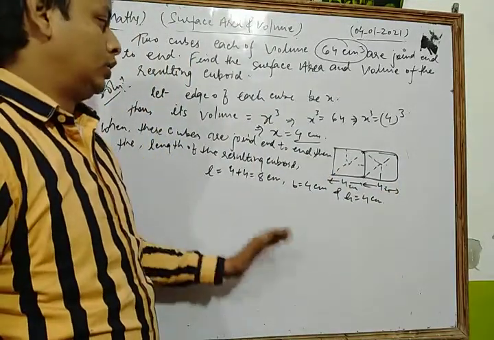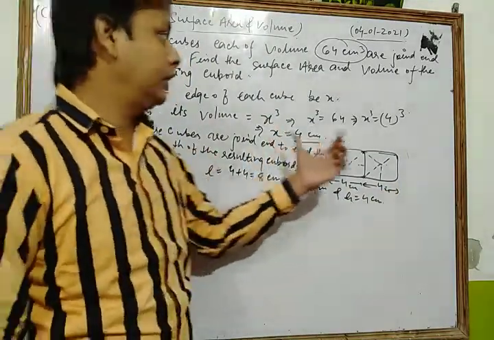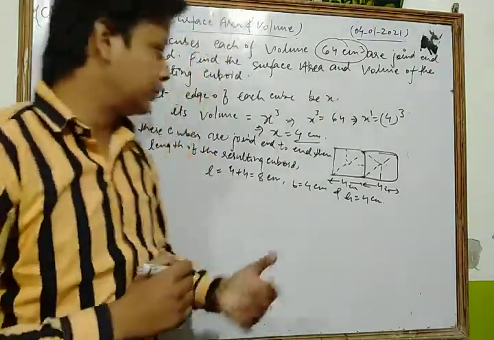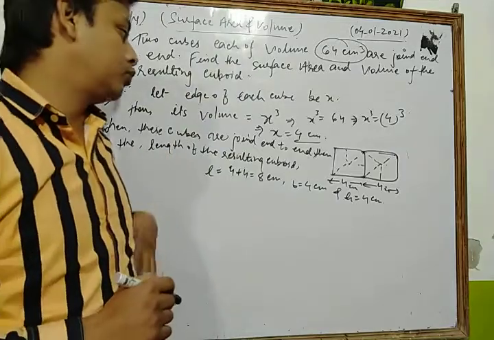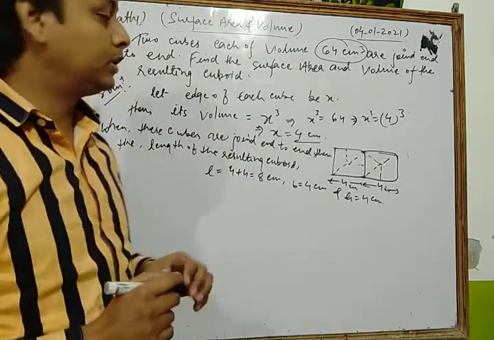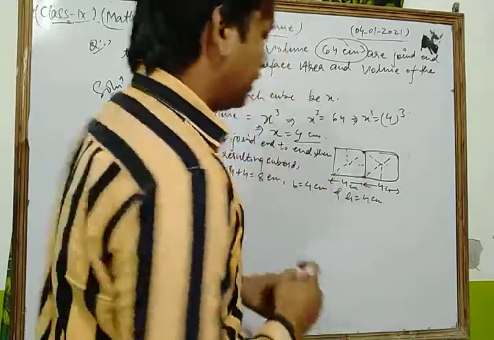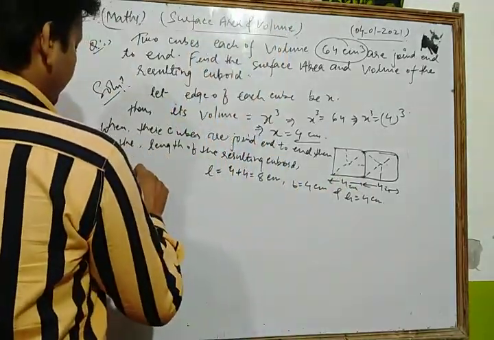Okay, so in this way, dear student, when these two cubes are joined end to end, then in that condition the length of the resulting cuboid is what? 4 plus 4, that is 8 centimeter. Breadth is what? 4 centimeter. Height is what? 4 centimeter. Now, thus, what do we find?